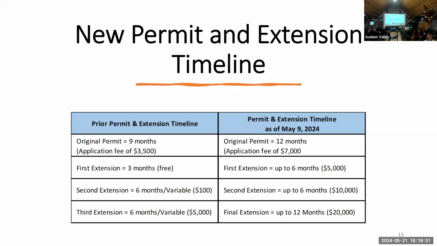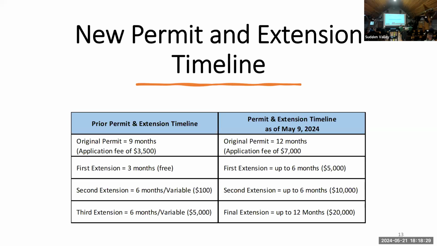The third extension in the old way was also 6 months or matching your Whatcom County permit timing. And that third extension cost as much as $5,000. Okay, so that was the old way. Everybody found that confusing because the first extension was free and it felt like it wasn't a big deal. We've now made it a little bit clearer.